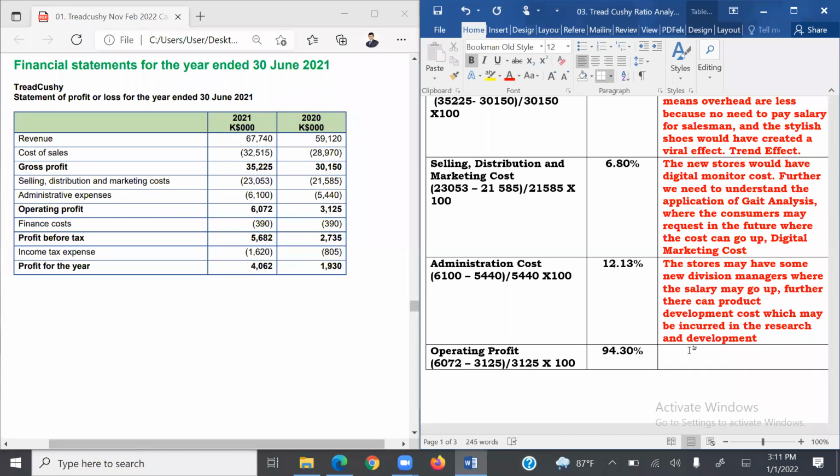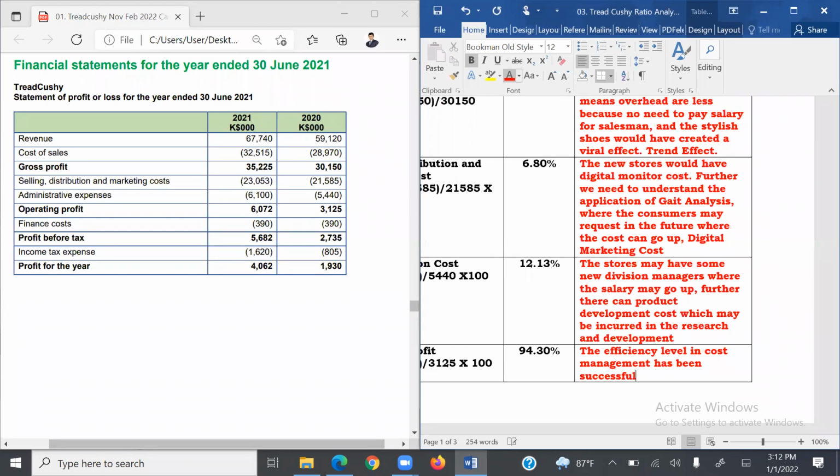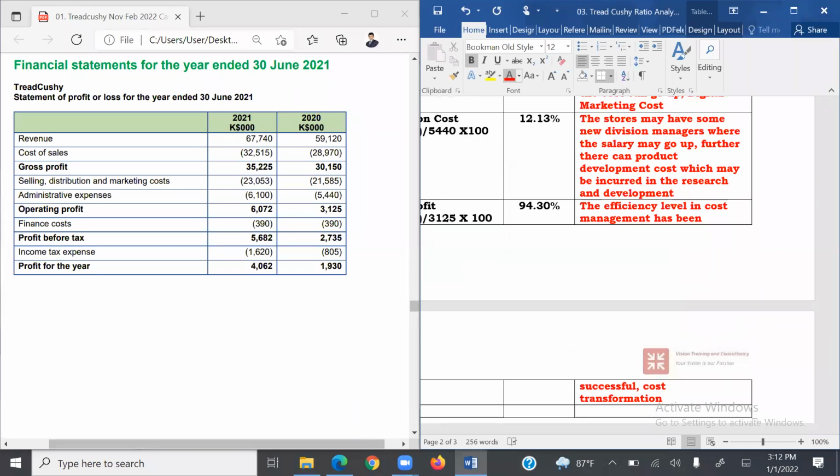So I can generally say here that the efficiency level in the cost management has been successful. We specifically call this cost transformation. Now, students, if you see these online classes, what we are having is a cost transformation, because earlier, students, if I wanted to come to UP, that is Mathura, and do a class, I needed to take a flight.